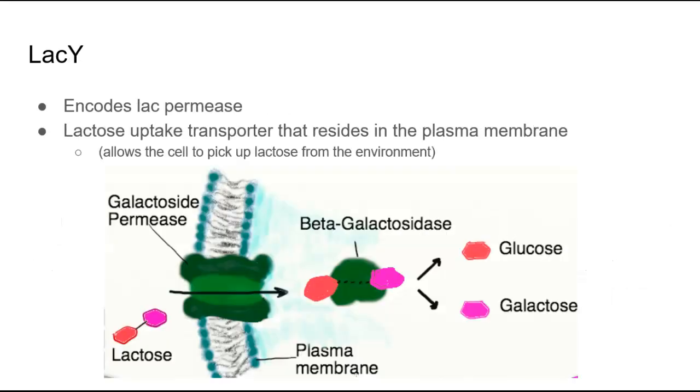Lac Y is going to encode for Lac permease. This is the permease over here. And as you can see, what Lac permease does is that it allows E. coli to pick up lactose from their environment and bring it into the cell. So here's lactose, it is going to move into the cell through the permease, and then if beta-galactosidase is available, this lactose can be broken down into glucose and galactose. Or beta-galactosidase can convert lactose into allolactose.